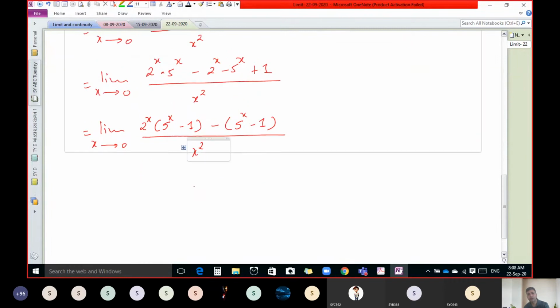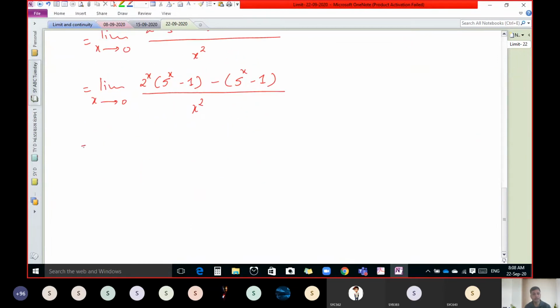Now you can take common in numerator. What we will take common in numerator? 5 raised to x minus 1. So what we get in the second bracket? 2 raised to x minus 1. Correct. Upon x square.